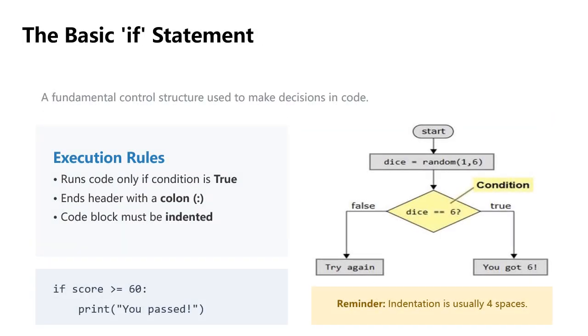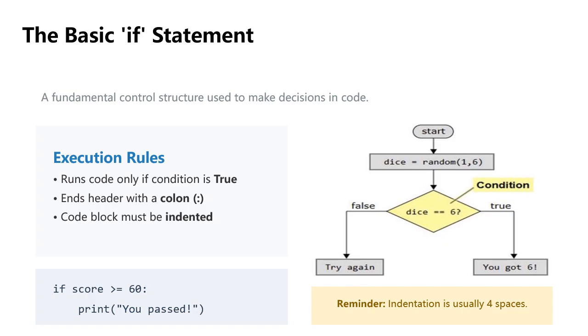Building on what we just covered regarding decision-making logic, let's dive into our first actual coding tool, the basic if statement. This is a fundamental control structure. It acts as a gatekeeper, allowing your program to evaluate a condition and decide whether or not to run a specific piece of code. The execution rules are very precise. The computer evaluates the condition, and only if that condition is true will the subsequent code block run. If it's false, the program simply skips it and moves to the next part of the script.